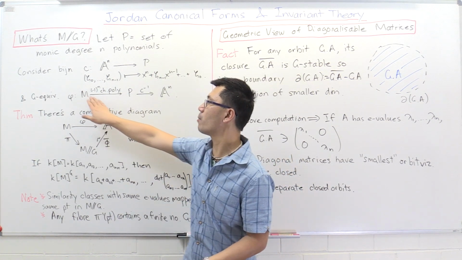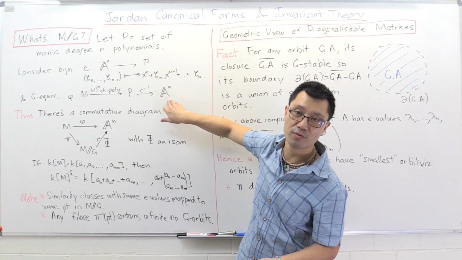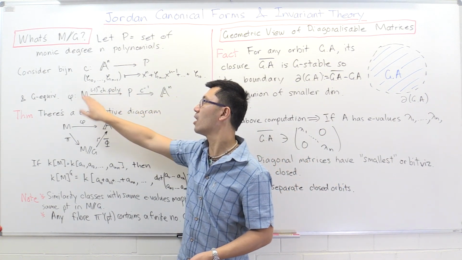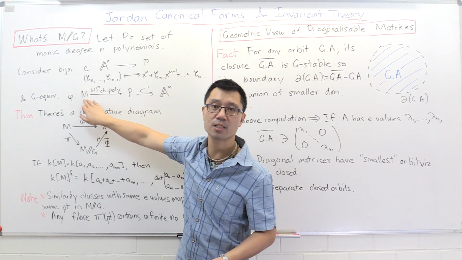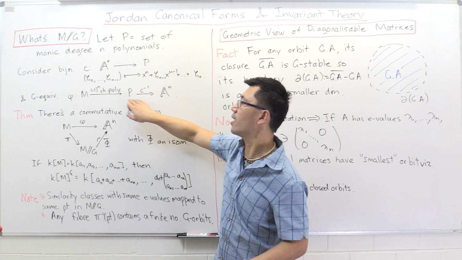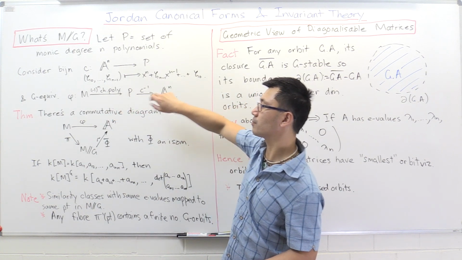So what does that mean? Remember, G acts on M by conjugation, and it acts trivially here. And to say it's G-equivariant, well, let's just check. If you input some matrix, it doesn't matter whether you conjugate it by something and then apply this characteristic polynomial map to here.